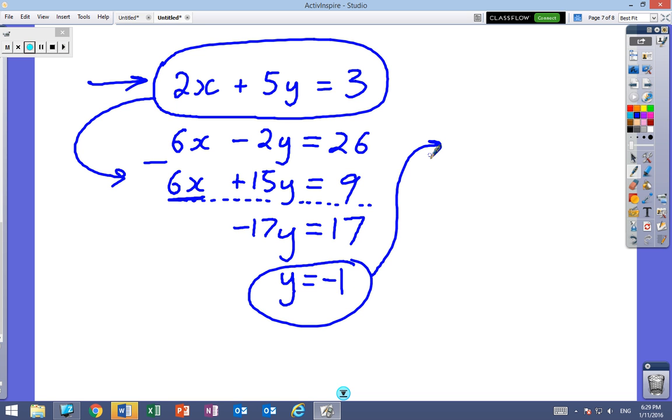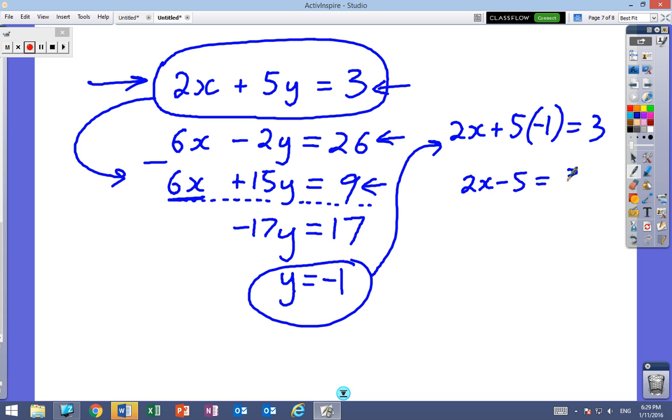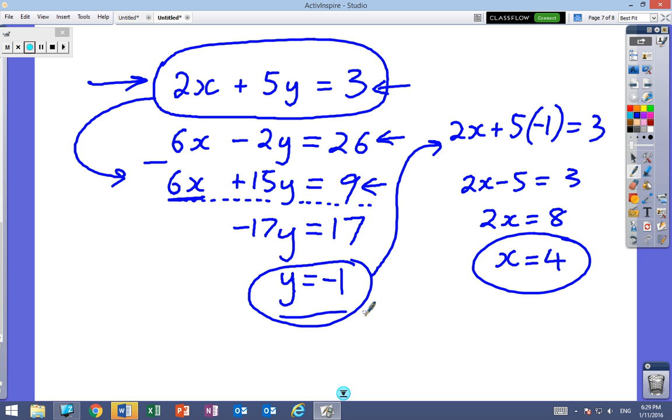What do I do? I substitute it into any of these equations that I made or were given. I like the top one. The top one's kind of nice. 2x plus 5 lots of minus 1 equals 3. 5 times minus 1 is minus 5. Add 5 to both sides. X equals 4. And remember, you need to find both solutions. Don't stop at just one.